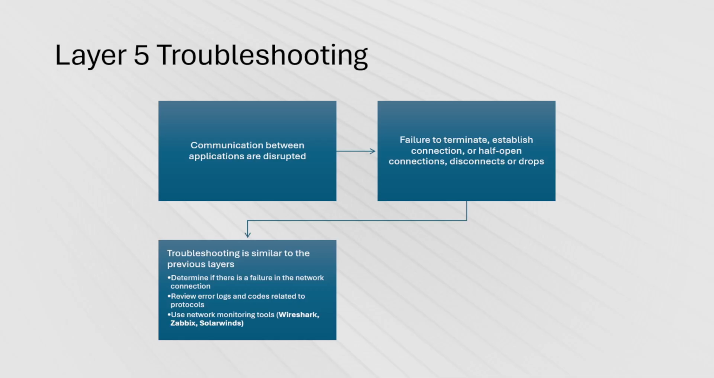Troubleshooting, layer 5. Communications between applications are disrupted, failure to terminate, establish, connect, or half-open connections, and disconnections drop. Troubleshooting is going to be very similar to the previous two layers. You're going to determine if there's a failure in the network connection, running that ping, trace route, review error logs and codes related to the protocols. Just check your error messages in your network monitoring software. And of course, those network monitoring tools can be Wireshark, Zabbix, or SolarWinds.